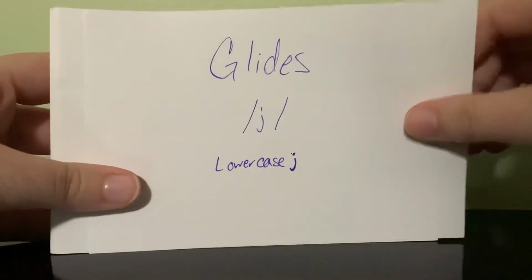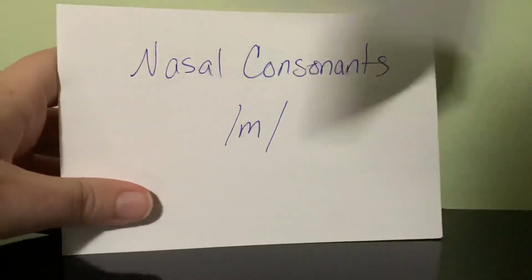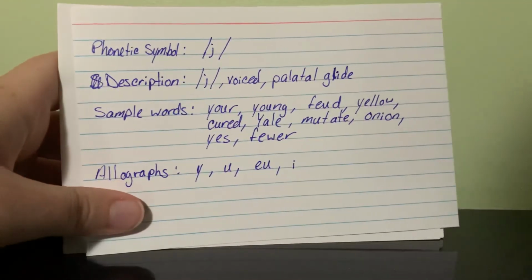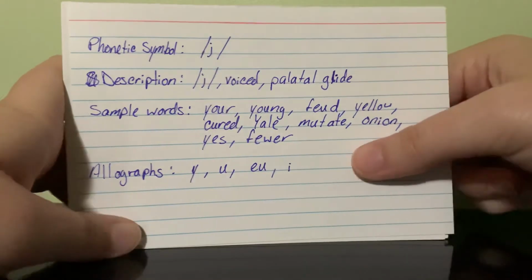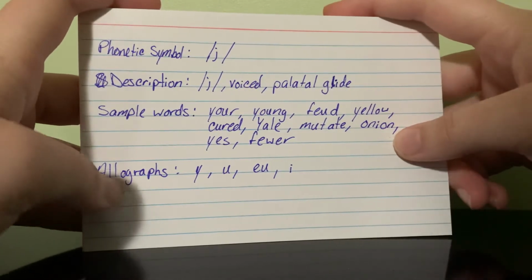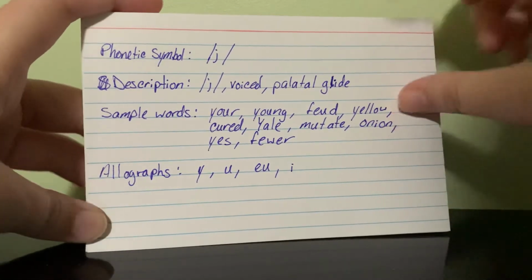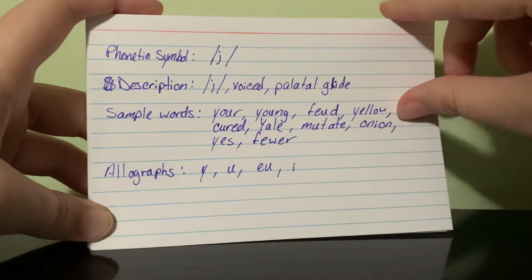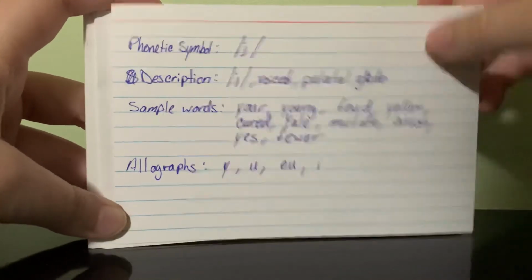And next glide is the lowercase j, which is the y sound. It is a voiced, palatal glide, in words such as your, young, feud, yellow, and then the allographs listed here at the bottom showing what they can show up as in various words.